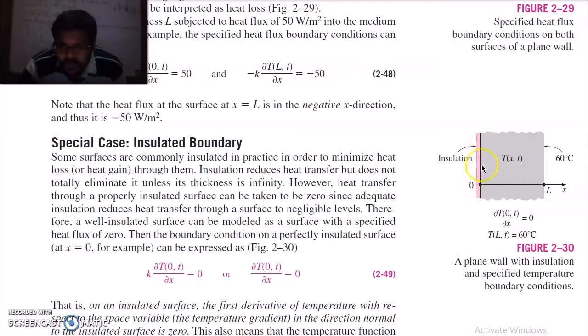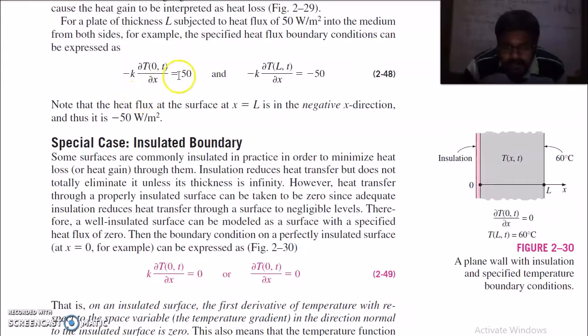Now on this wall the heat flux will be 0, which is here. In the previous case it was 50, now in this case it is equal to 0. So this will also act as a boundary condition if the wall is insulated. Therefore, a well insulated surface can be modeled as a surface with a specified heat flux of 0.